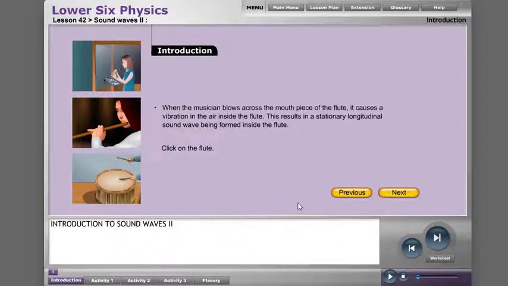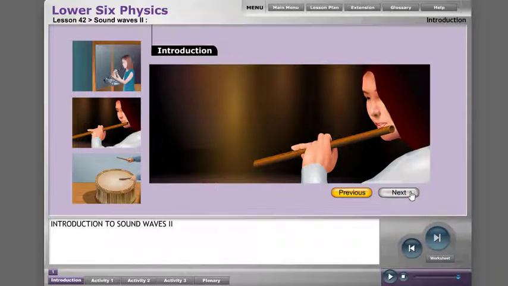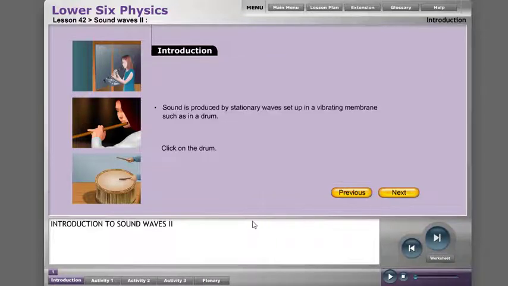When the musician blows across the mouthpiece of the flute, it causes a vibration in the air inside the flute. This results in a stationary longitudinal sound wave being formed inside the flute. Click on the flute. Sound is produced by stationary waves set up in a vibrating membrane such as in a drum. Click on the drum.